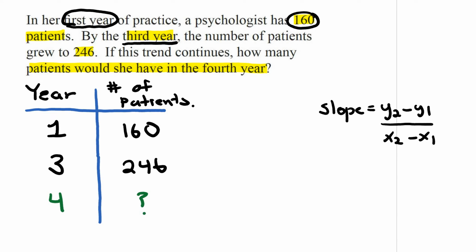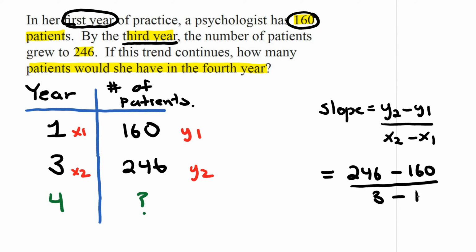Once again, let's create a table of values. We'll label this as y2, and this will be y1. This will be x2 and x1. Once we label those points, let's insert those numbers into the slope formula. This will be 246 minus 160 all over 3 minus 1. If we put that into the calculator, we get 43, which is really the same thing as 43 over 1. So every year, the number of patients is going up by 43.